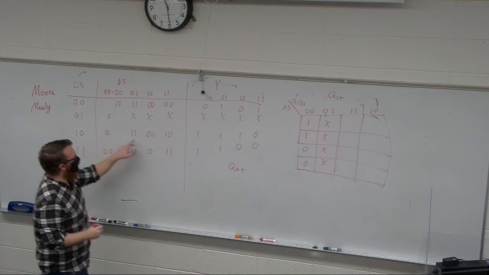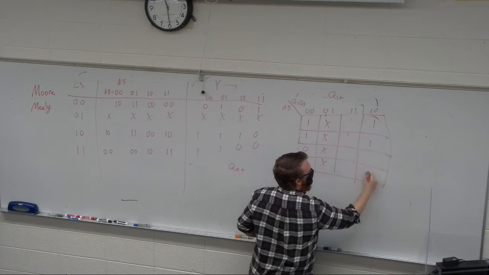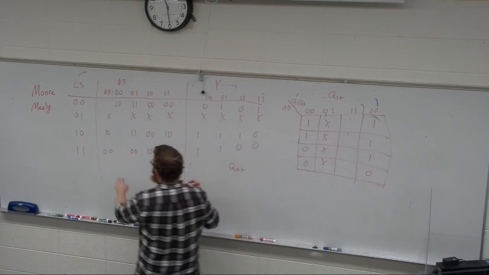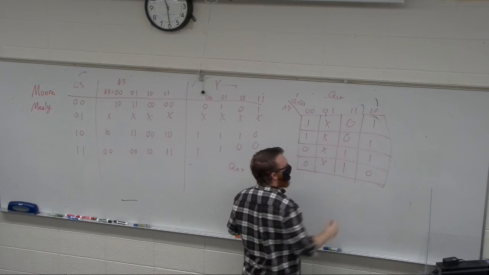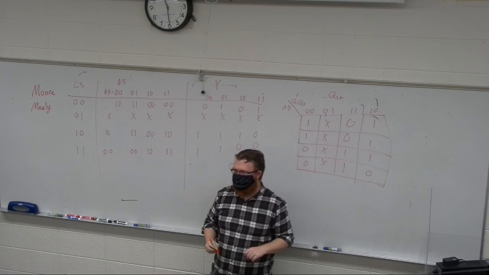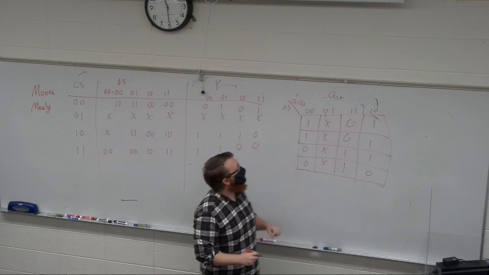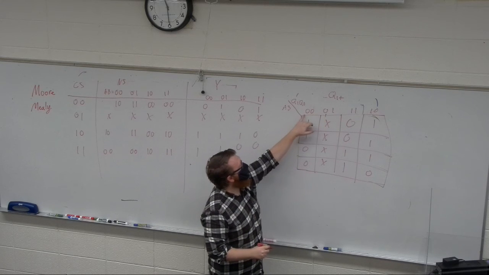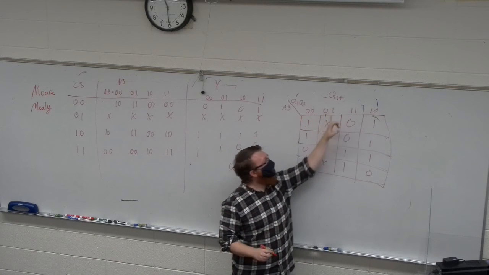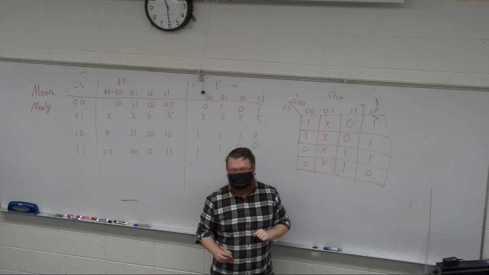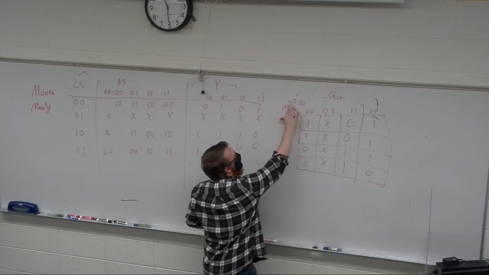Similarly, 1, 1, 0, 1. 0, 0, 1, 1. So we have Q1 and Q0, like the top row. So this is Q1 and Q0 of the current state. And Q1 plus of the next state is our output. Now, A or B.